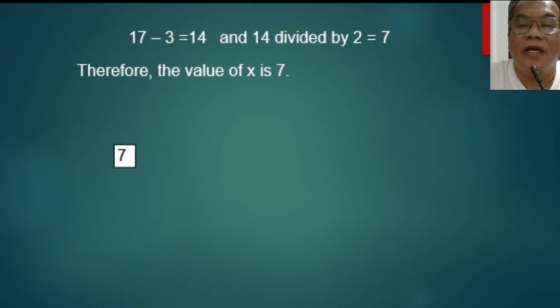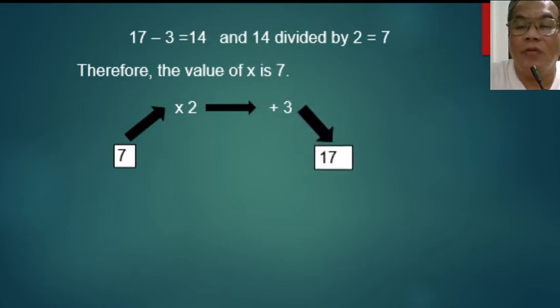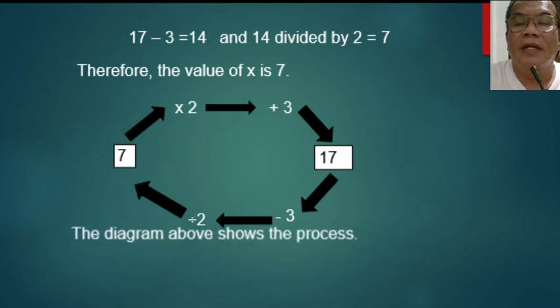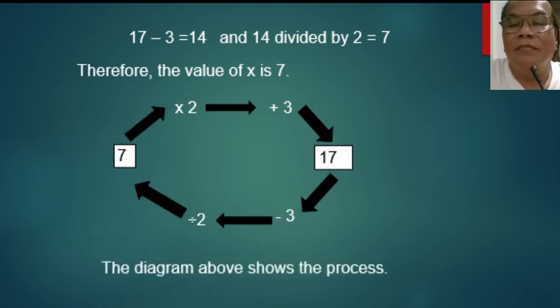Okay, let me show you the diagram. So 7 times 2 is 14 plus 3 is equal to 17. Now, if we're going to work backwards, 17 minus 3 is 14, divided by 2 is 7. So that's the diagram above. Okay, now solving for x.